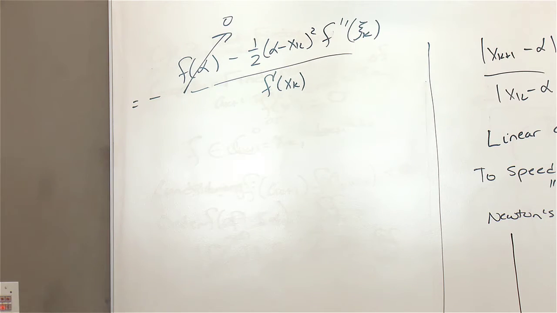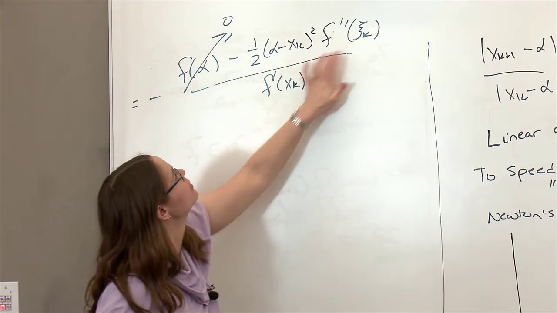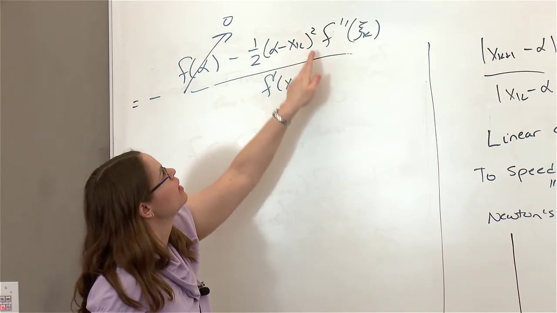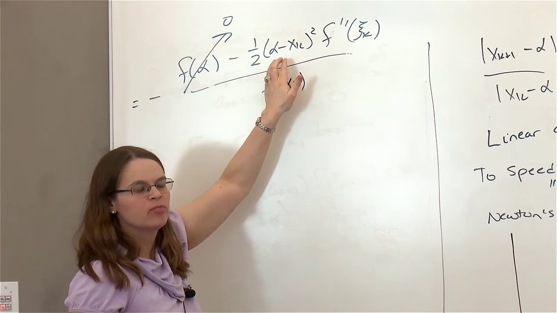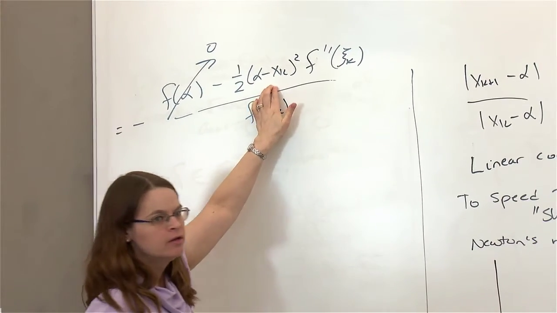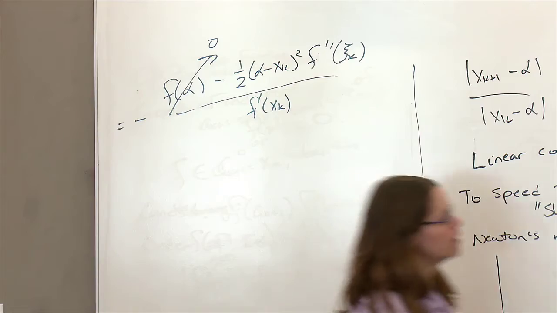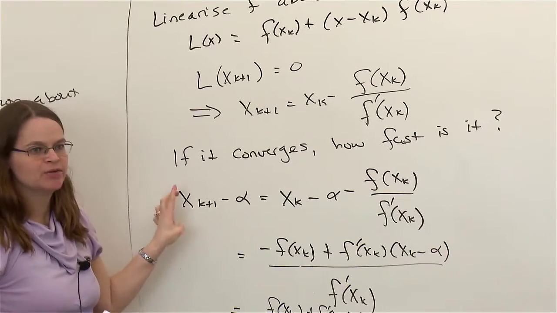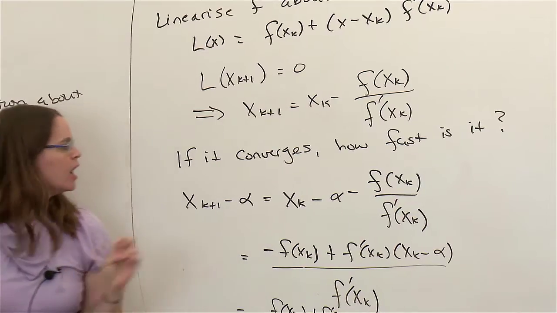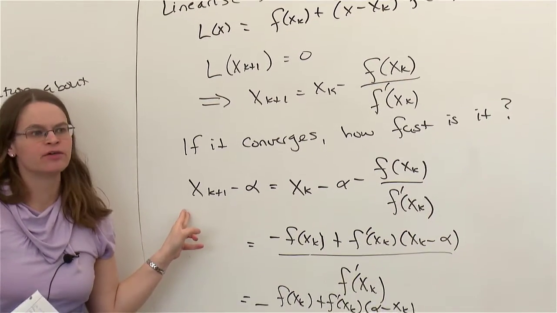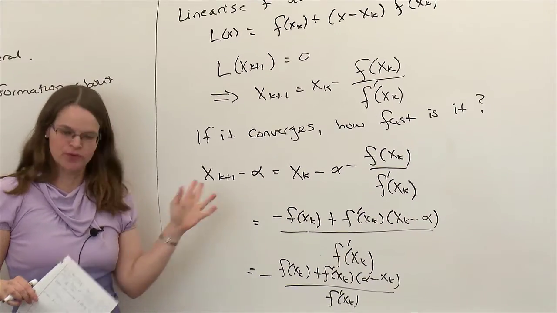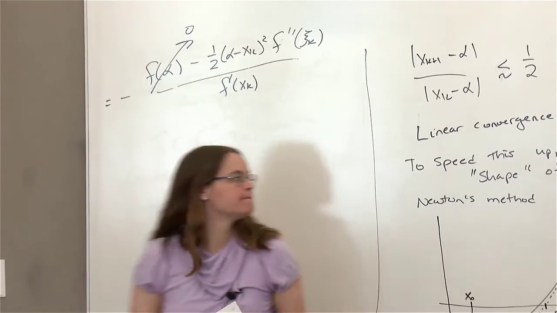So what do I have? I have some numbers times alpha minus xk squared. That's my old error squared. So on this side, I have something involving my old error. On this side, I had something involving my new error, and that's what I wanted. I wanted to be able to relate them to each other. What's the order of convergence that you're going to guess at from here? 2, exactly, because this is showing up as an error squared.